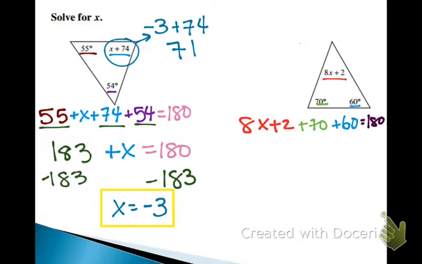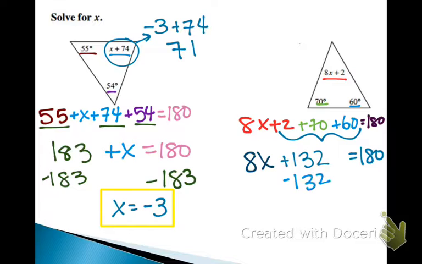So we do the same thing. We add all of our numbers up. At this point in time, they're all next to each other. So what is 2 plus 70 plus 60? 132. All right, so what do I do next? Subtract what? 132 on both sides. So 8x equals 48. Divide by 8, and we get x equals 6.